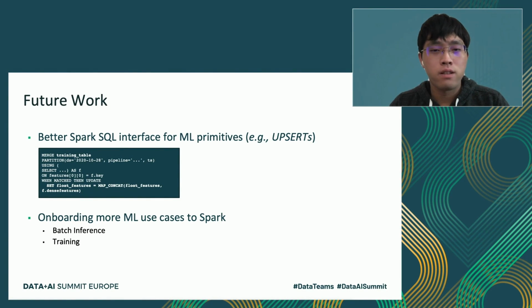For future work in this area, there are two directions we are working on. The first one is to provide a better Spark SQL interface for machine learning primitives. To recall, for feature ripping, our current SQL interface is SQL transform. And for feature injection, our current SQL interface is a specialized join and insert into the aligned table. But we can provide a better interface for our ML engineers, such as an upsert primitive. Here is an example to merge certain features into the training table, which is much cleaner and more intuitive.